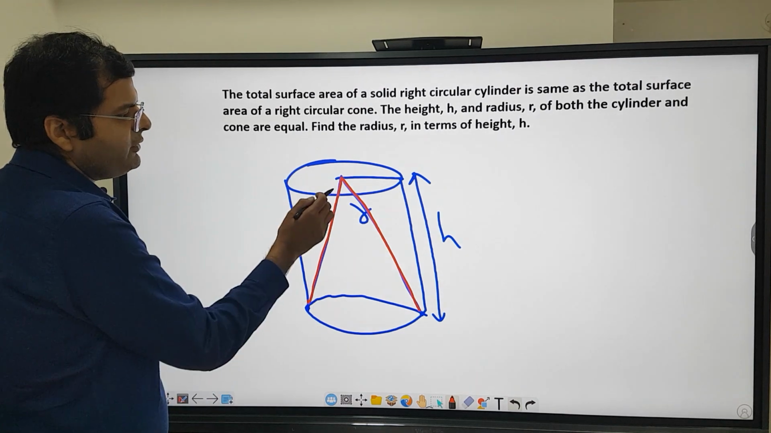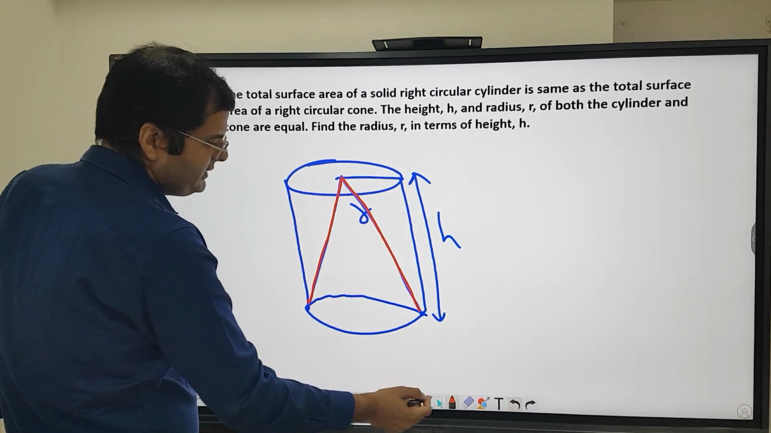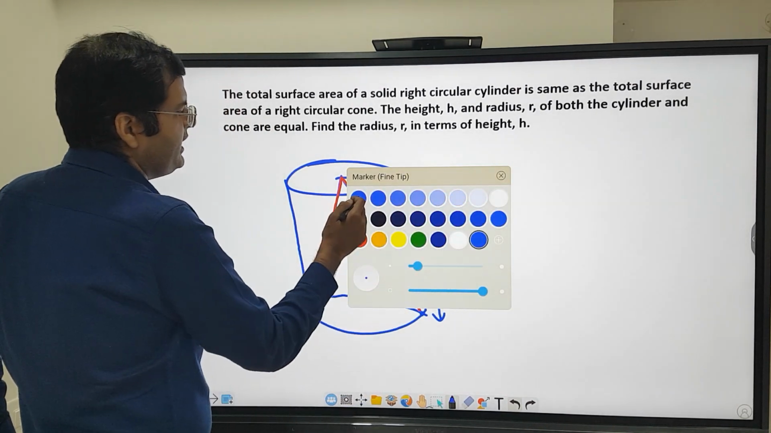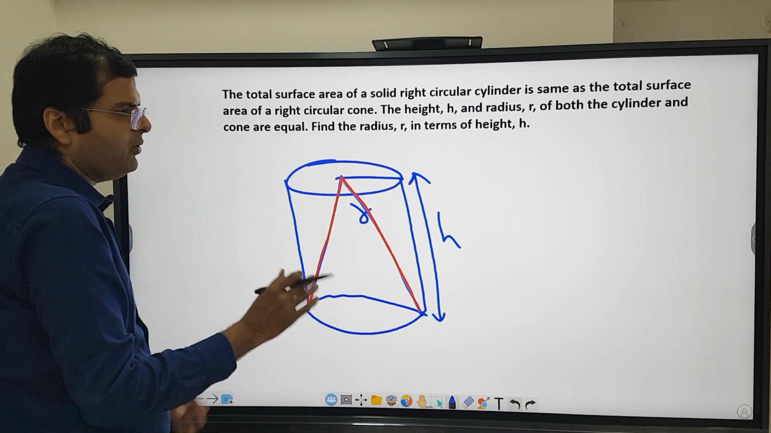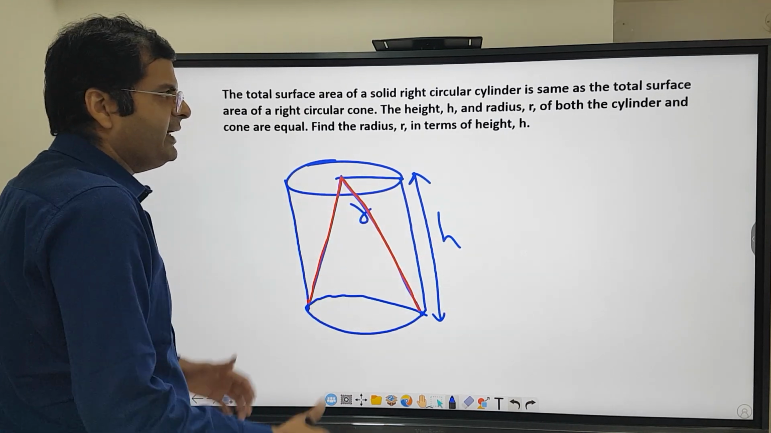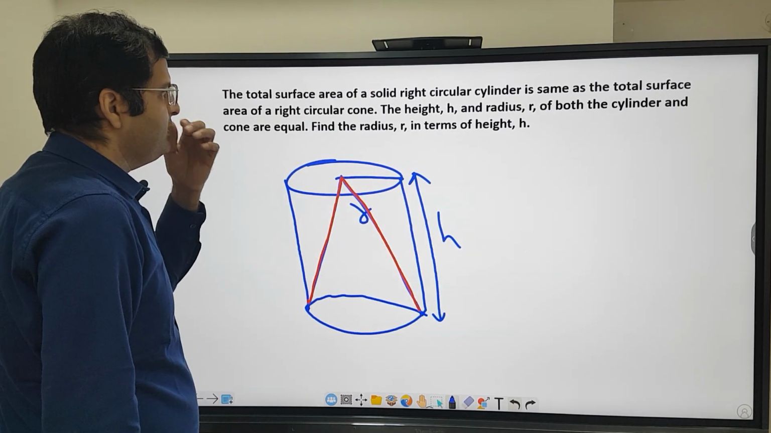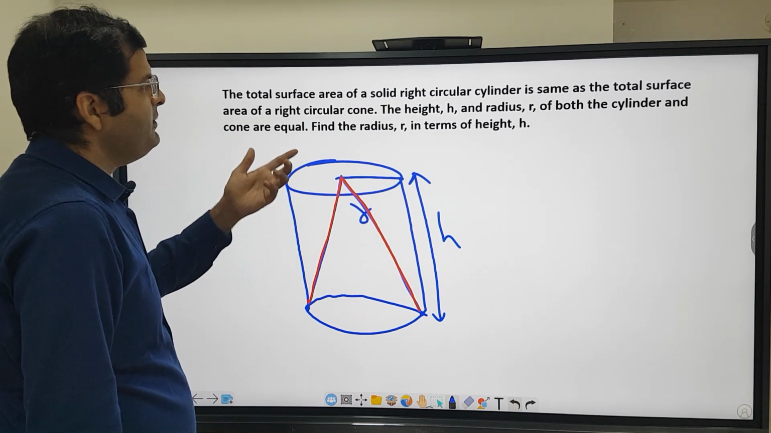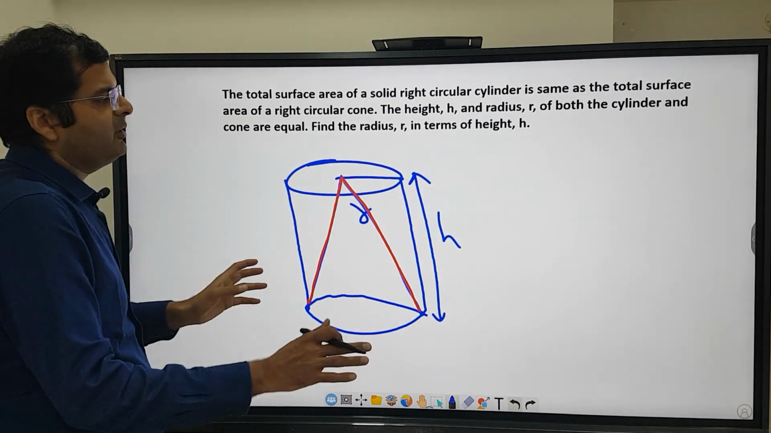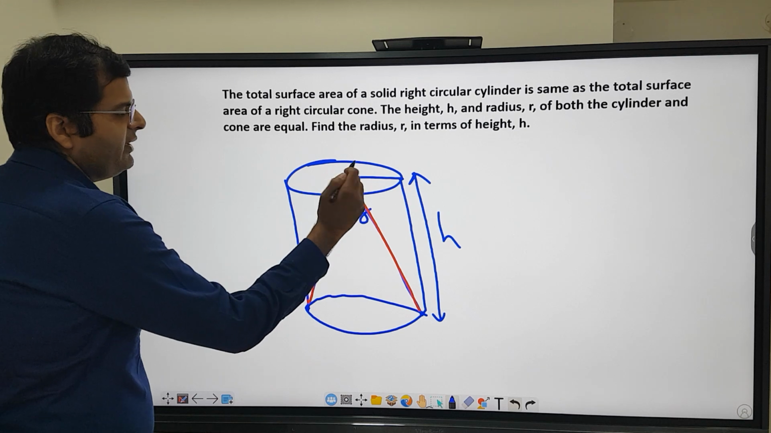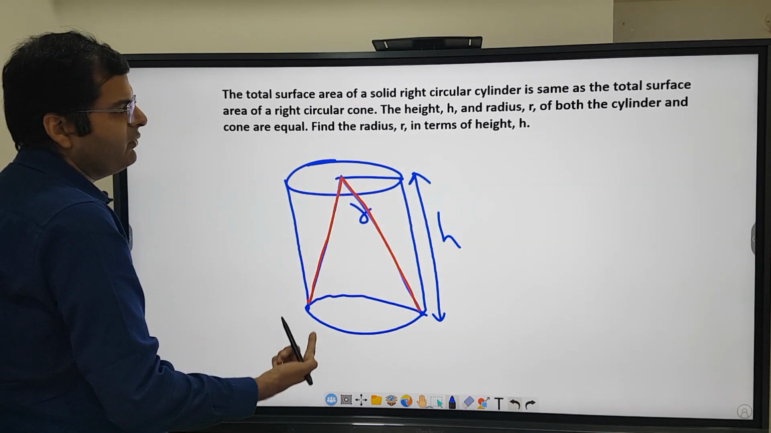So if it is of same height and same radius, you can never have this scenario that if the radius and height of the cone and cylinder are the same, both of them have the same surface area. It is just not possible. The cylinder will always have more surface area than that of the cone.